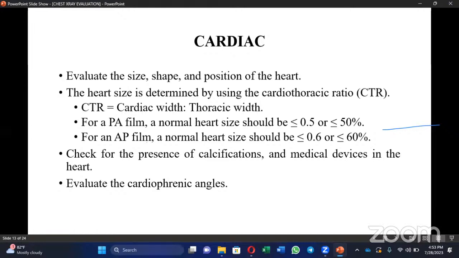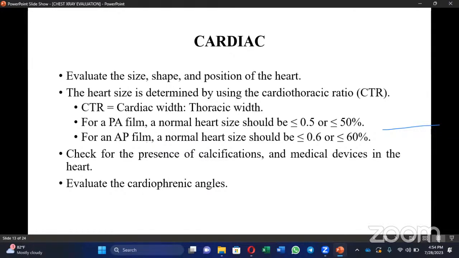However, in a situation where the patient cannot stand to do the PA chest X-ray, but it is important to do a chest X-ray for the patient, we do an AP projection. I've made mention of how the AP chest X-ray is taken. For that one too, we can also measure the cardiothoracic ratio. But here is the case: the AP film is not the standard chest X-ray film. The standard one is PA.